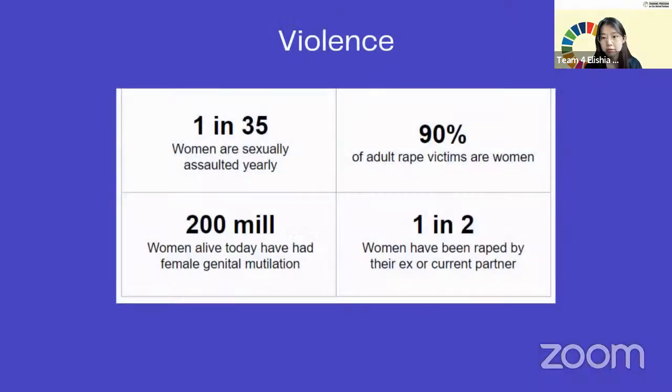Third, let's look at violence. So 1 in 35 women are sexually assaulted yearly. 90% of adult rape victims are women. 200 million women alive today have had female genital mutilation, and 1 in 2 women have been raped by their ex or current partner. So as you can tell by the statistics, it's pretty alarming the amount of violence women face, and women pre-COVID were still just facing an immense amount of violence.